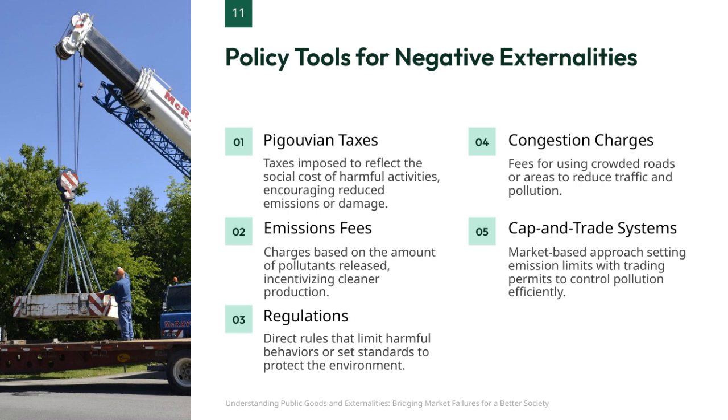Congestion charges target crowded roads or areas, reducing traffic and pollution by making it more expensive to drive in these zones. Lastly, cap-and-trade systems set emission limits and allow trading of permits, creating a market-based approach that efficiently controls pollution. Each of these tools plays a crucial role in managing environmental impacts and promoting sustainable practices.